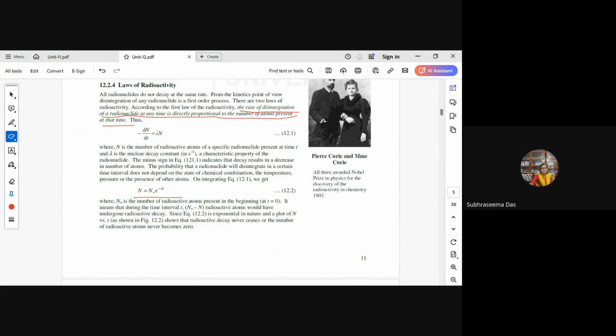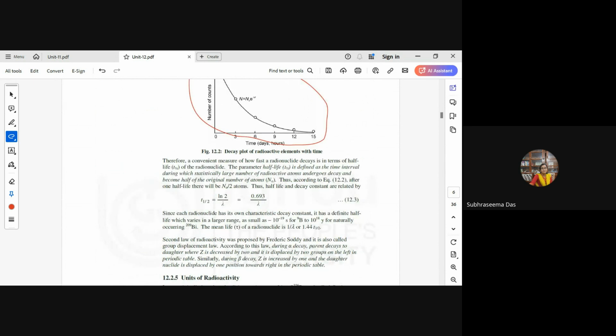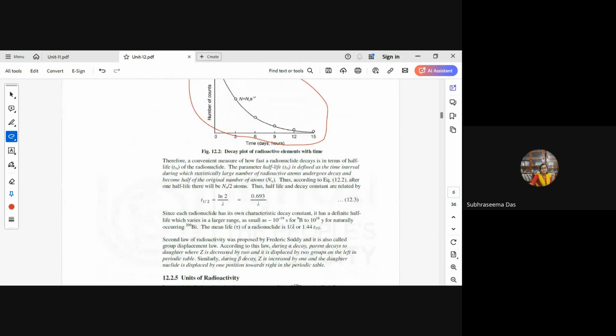N0 minus n represents the number of radioactive atoms that have undergone decay. The decay plot of radioactive elements with time, shown in figure 12.12, decreases with time. Using equation 12.2, we have a final equation for calculation of T half, that is equal to ln 2 by lambda, which is equal to 0.693 by lambda.